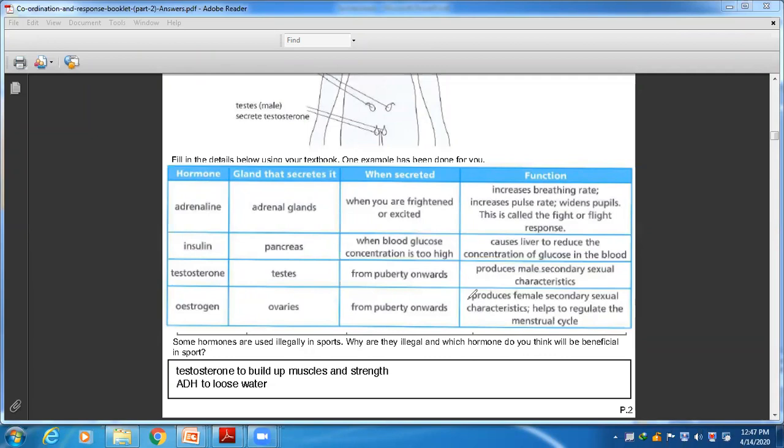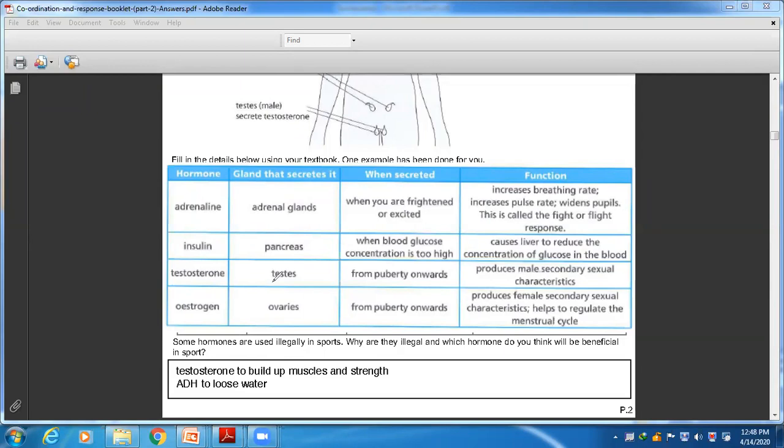What changes will come with the passage of time? The first thing is pubic hair development, then breast development, and another is hip development. All these changes will come in the female body. So these are the hormones that are produced by different endocrine glands.